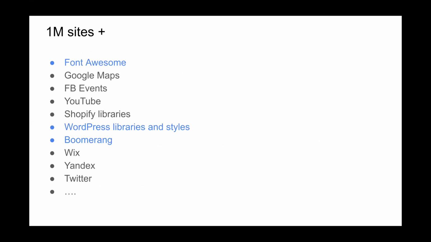But it's not just sort of the big well-known libraries. A lot of Font Awesome, Google Maps, Facebook events, sort of the third-party embeds that you expect to see a lot. There was a whole lot of Shopify code and libraries that was embedded in sites. And then the third-party or the first-party self-hosted stuff, we saw a lot of WordPress. Boomerang was out there a lot. Wix, Yandex, Twitter, a lot of the common embeds that we're used to seeing for the last few decades.